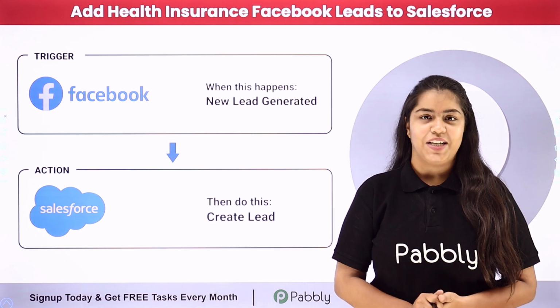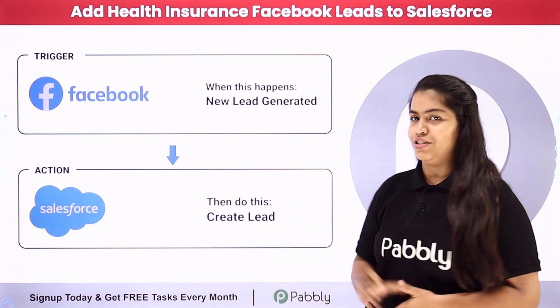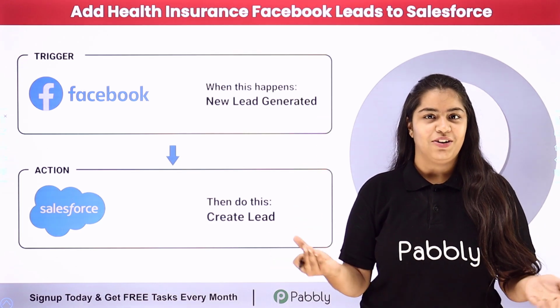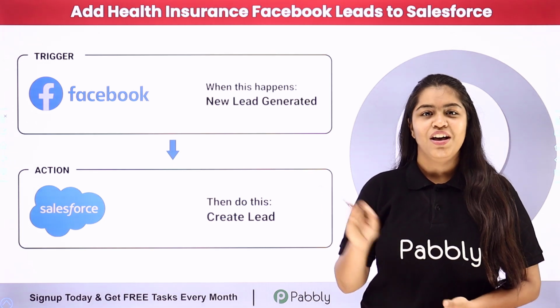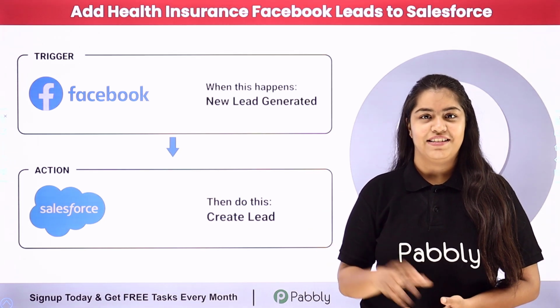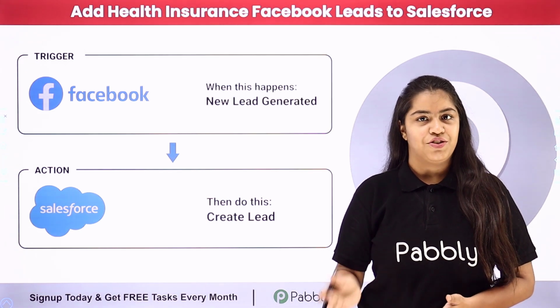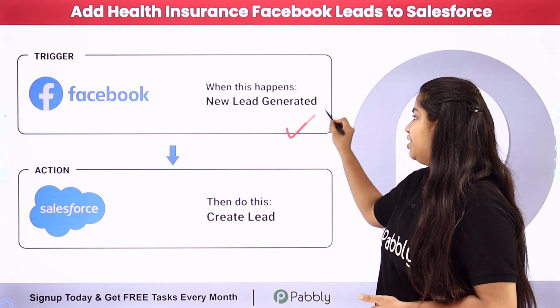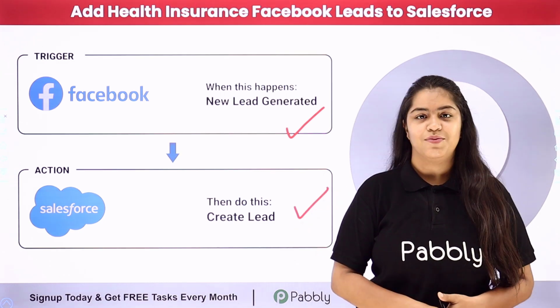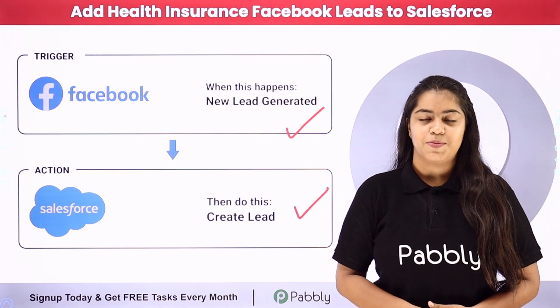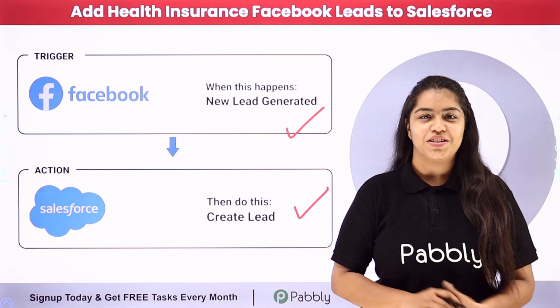For this, we are going to create a connection between these applications. To create this connection without knowing any programming or coding language, we are going to use Pabbly Connect. It is an amazing automation software. So in Pabbly, we have the concept of trigger and action. For trigger, we are going to use Facebook lead ads, and for action, we are using Salesforce. So if you also wish to learn this process step by step, follow me through the screen.